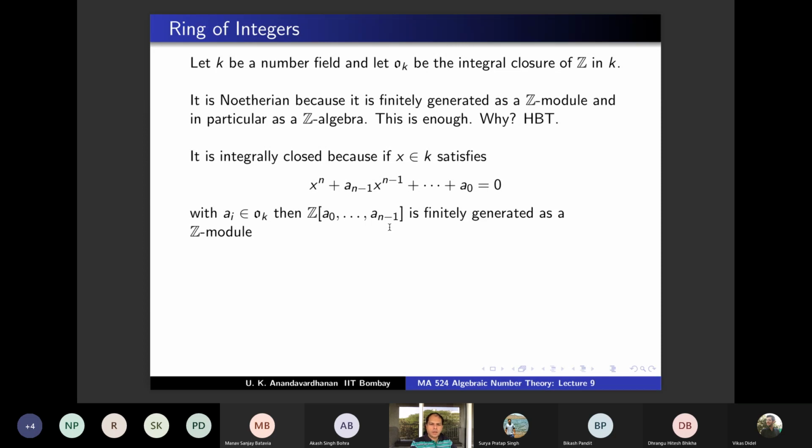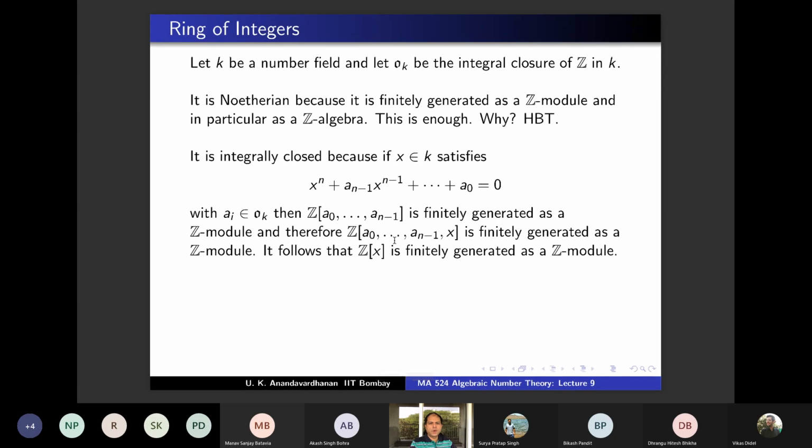this particular ring Z[a_0, ..., a_{n-1}] is finitely generated as a Z module. Why is that? Because we have proved long back that if the a_i are integral over Z, which is true because anything in O_K is integral over Z, then this is finitely generated as a Z module. And therefore if you attach x also, that is also finitely generated as a Z module, because x is generated using these things, a_{n-1} etc. down to a_0, and each of them can be generated using finitely many things. So this is finitely generated as a Z module.